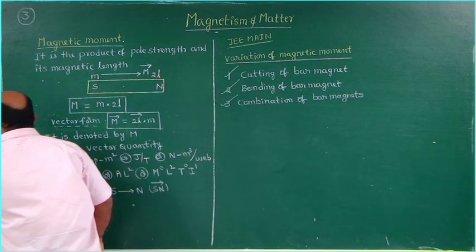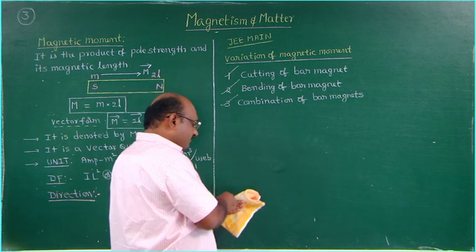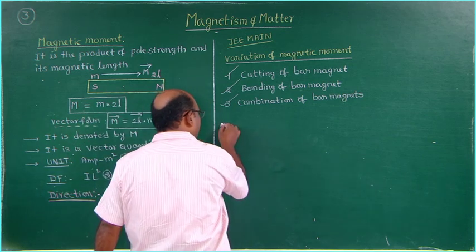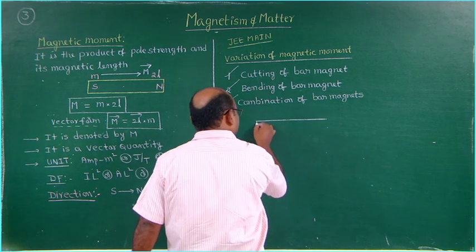Now, let me start the first side heading, cutting off bar magnet. During the cutting off of the bar magnet, first you have to learn about the fundamental formula. We know this is the bar magnet.